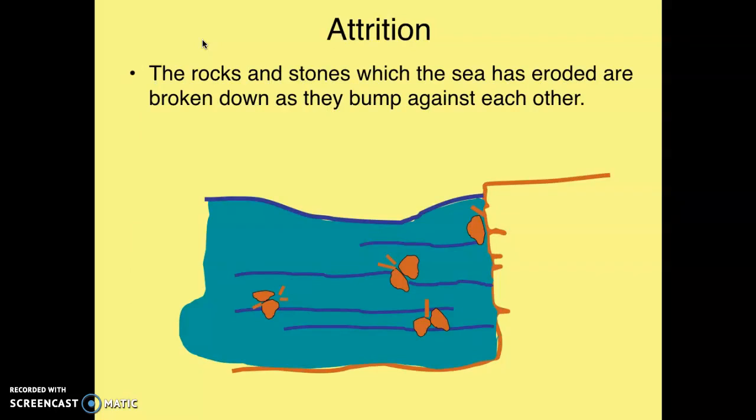The third type of erosion is called attrition. This is when the rocks and stones which are in the sea and which have been eroded start to bump against each other. As they bump against each other, they chip little pieces off of each other and they become more and more rounded. So they start as angular rocks, and then as they chip pieces off, they become more rounded. That's attrition.